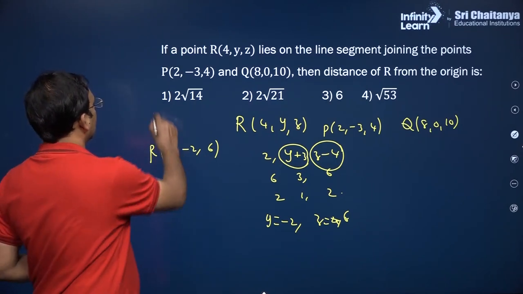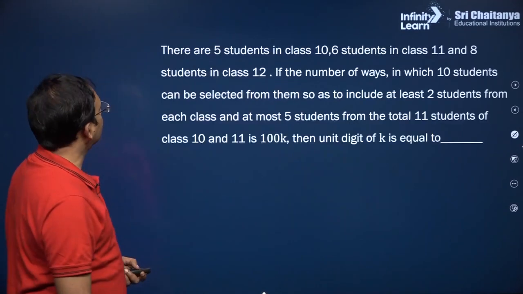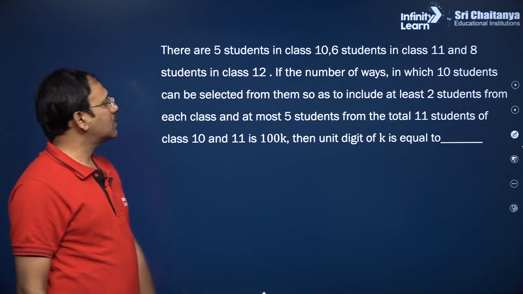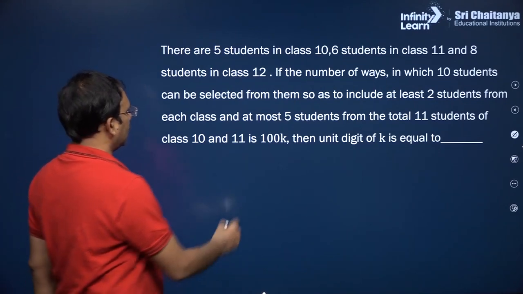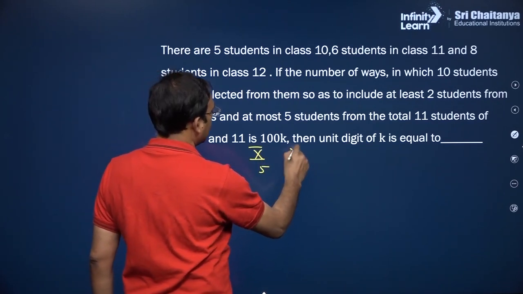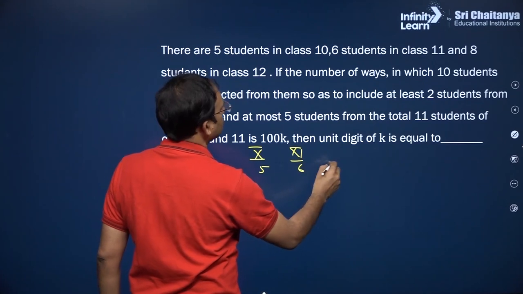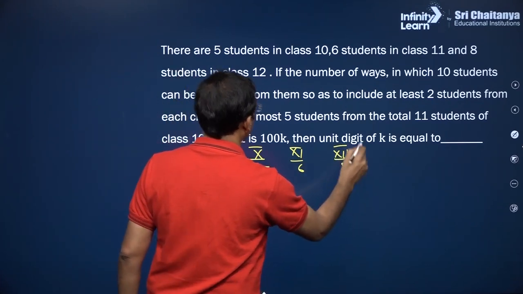So, 2 root 14. Next, my dear friends, there are 5 students in class 10, 6 students in class 11, and 8 students in class 12.